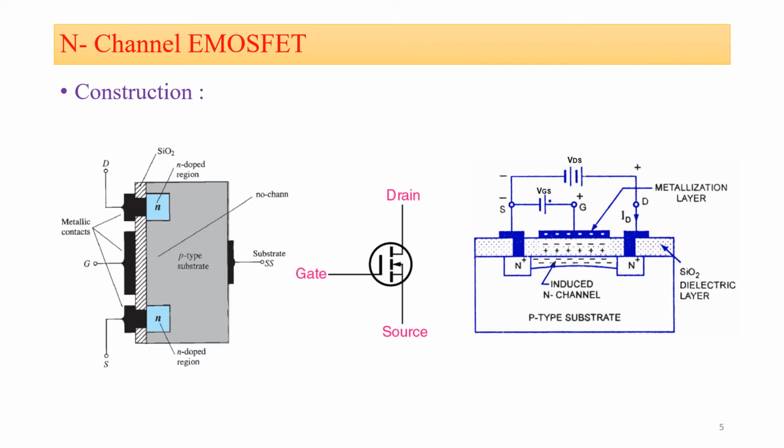Now suppose VGS is positive, meaning VGS is greater than 0 volts. Then what will happen? The positive potential at the gate terminal will repel the holes in the P substrate, and this results in the creation of a depletion region near the SiO2 insulating layer. But the minority carriers, that is, electrons in the p-type substrate, will be attracted towards the positive gate terminal and gather near the SiO2 layer.